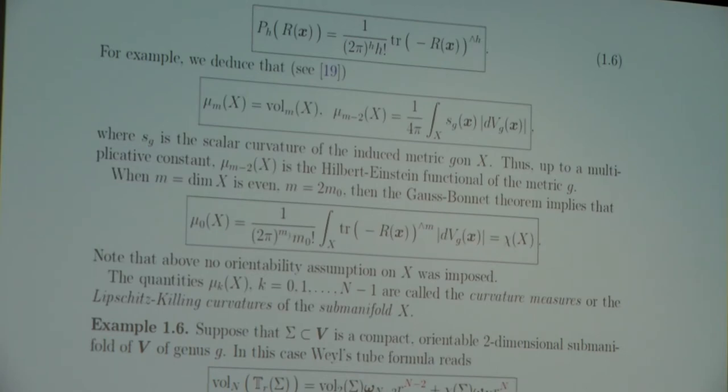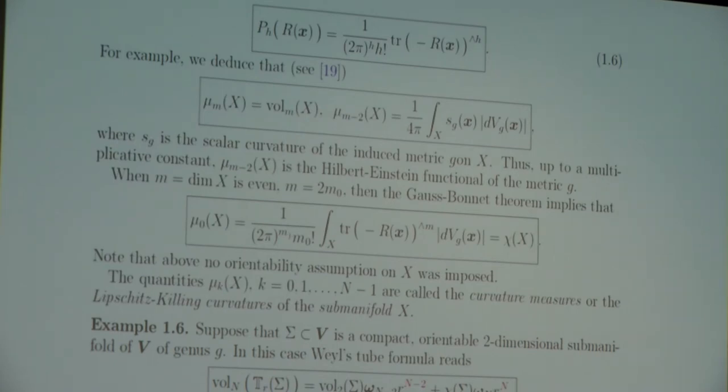If you go way down, if x is even dimensional, dimension 2h, you go down 2h, mu zero is going to be the last term that you see here. If you integrate mu zero of x, you get the Euler characteristic of x. Why is that? If x were orientable, that would be the Pfaffian of the curvature. But if it's not orientable, it's still Euler characteristic. So this is a Gauss-Bonnet for embedded manifolds, where we do not need orientability conditions to state.